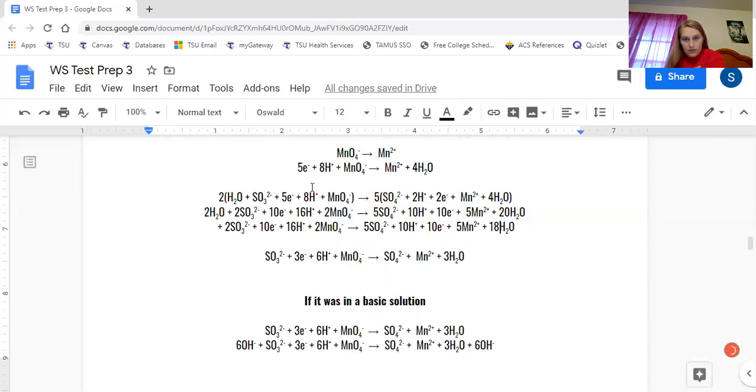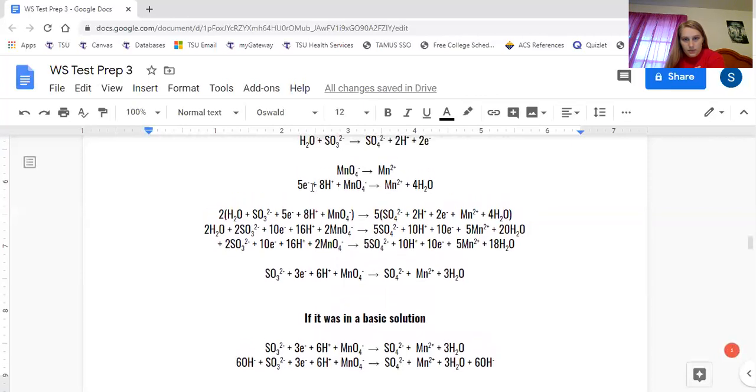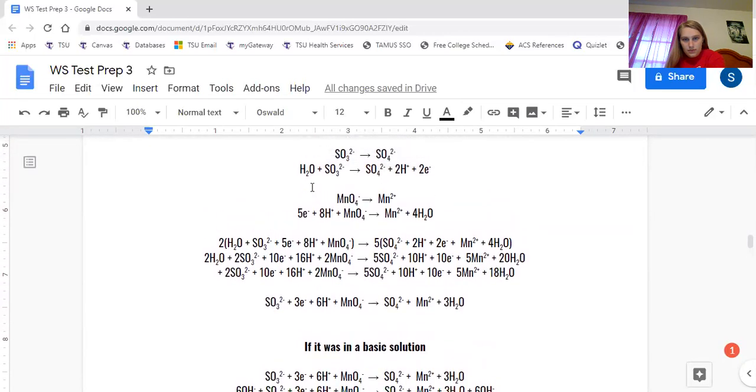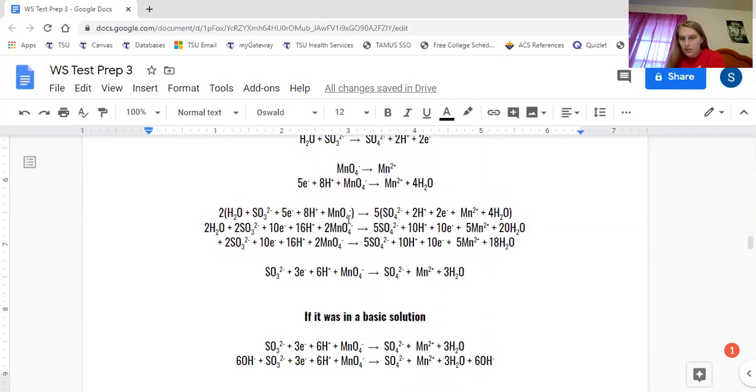Yeah, that's right. Okay, sorry, something was not looking right to me. So then we have our 10 electrons on both sides. Get rid of those. We don't need them anymore. We have 10 hydrogens on the other side, 16 on this side. So we can get rid of 10 hydrogens on both sides.